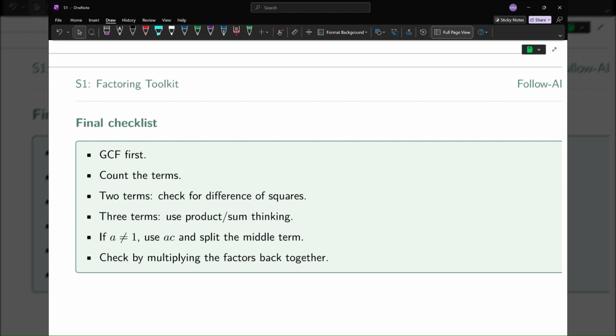It doesn't matter, just be able to factor. And then finally, if you want to, check the factors, multiply them together, see if you get your original expression back. If you do, perfect. If not, try something else.